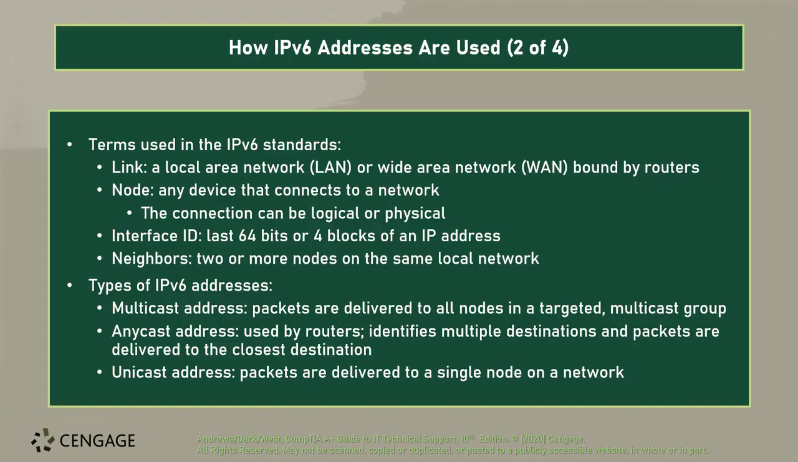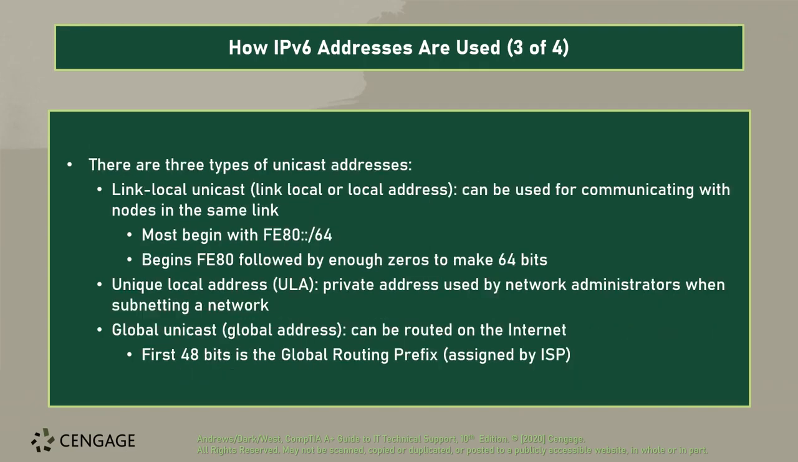There are also some types of IPv6 addresses that you may or may not be aware of. Multicast, which we talked about a little bit ago, are packets that are delivered to all nodes in a targeted group. Those are the ones that in IPv4 would use the class D addresses. An Anycast address is going to be used by a router to identify multiple destinations and packets are delivered to the closest one. And then a unicast address where packets are delivered to a single node on the network.